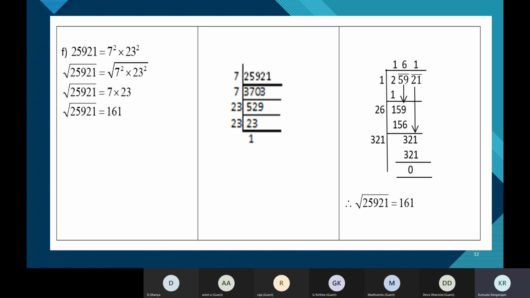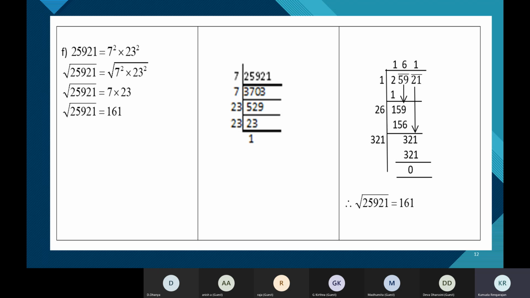529 lies between 20 square and 30 square. 529 ends with the digit 9. If we need to get 9 in the ones place in the product, the number which you take up must end with 3 or end with 7. Then the numbers must be 23 or 27.